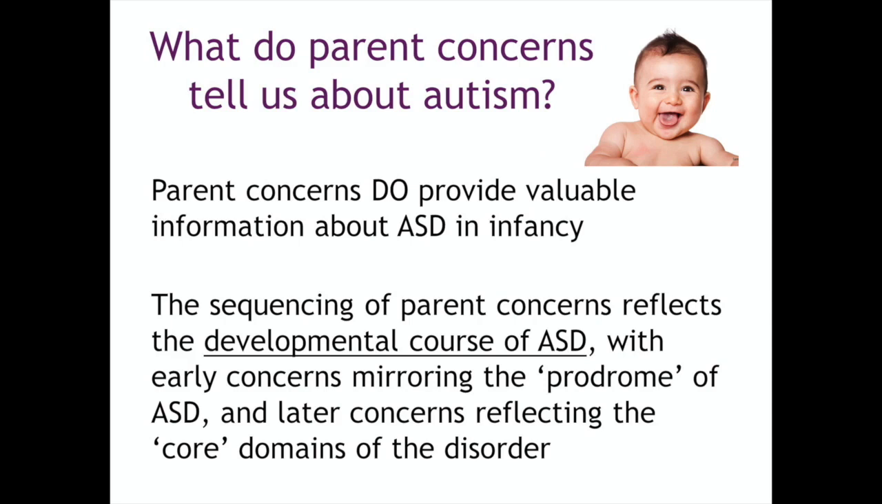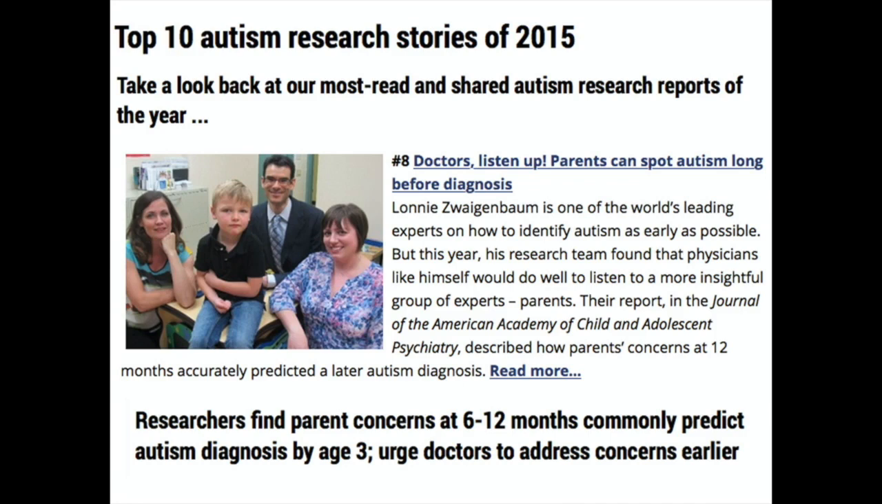And as I mentioned, the sequencing of parent concerns also seems to reflect the developmental course of autism. We see these early reports of the prodromal or sensory and motor features first, and then the concerns reporting more of the ASD core domains coming on later. That makes sense, because that's when kids will be playing with other kids, or they'll start using their first words, usually after the 1 year of age mark. And I was really proud of this paper because it was picked up as one of the top 10 autism research stories in 2015. It was great to get the spotlight on our research, showing that we value what parents have to say, and I'm really glad that this got reported out there.